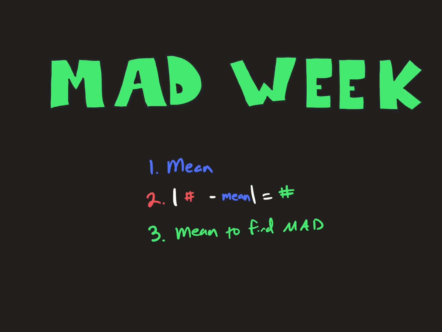Taking a really quick look at mean absolute deviation. This is MAD Week, and I just wanted to post a quick video recapping mean absolute deviation. So, in short terms, first we want to find the mean, and then we take each term that we have and subtract it from the mean, and we get our absolute value. And then we get our first set of answers. Then we need to find the mean of the green, and that'll lead us to our mean absolute deviation.